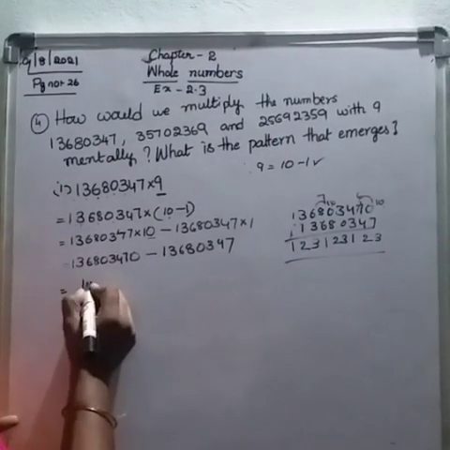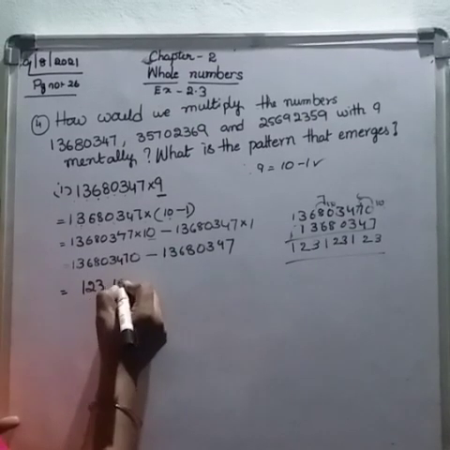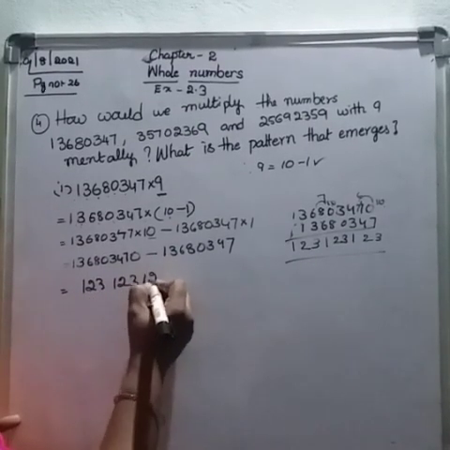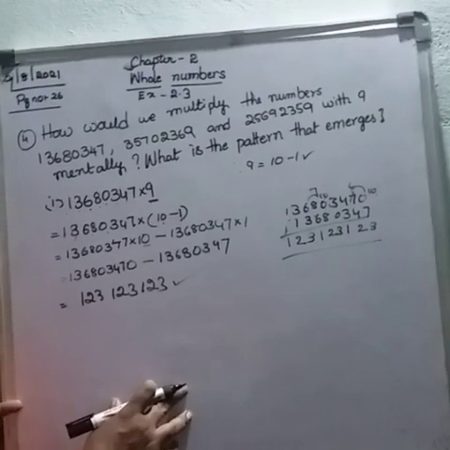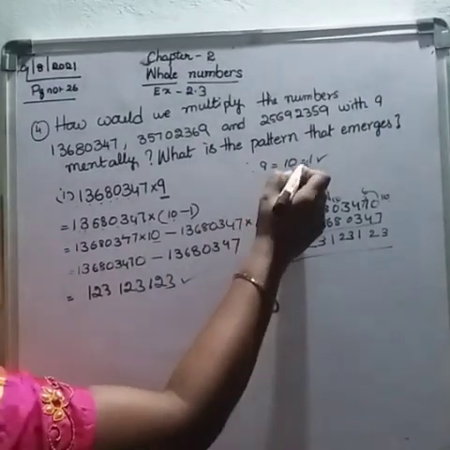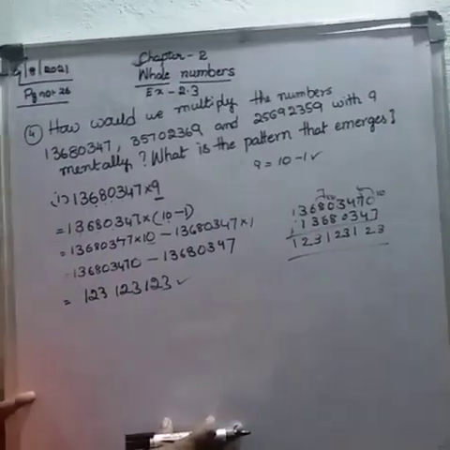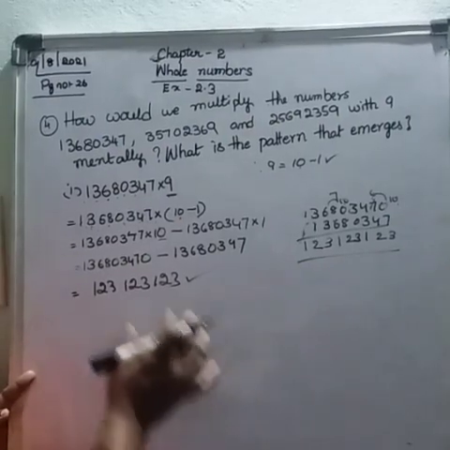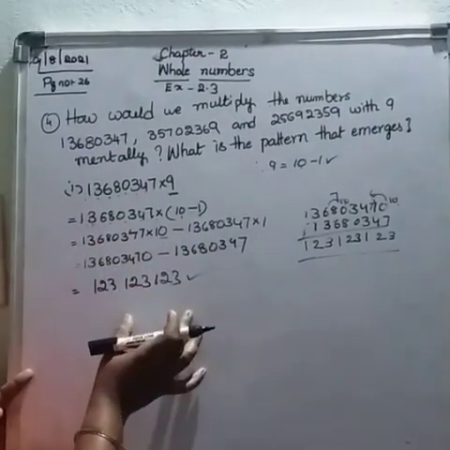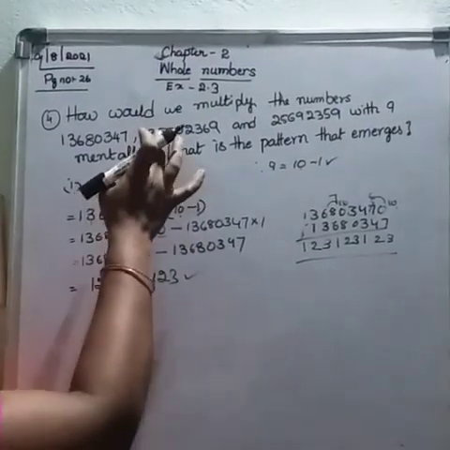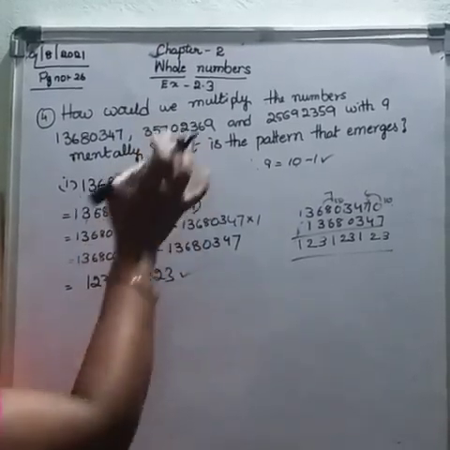So what answer do we get? 1, 2, 3, 1, 2, 3, 1, 2, 3, right? Very easy. Now we have to separate 10 minus 1. After that, it is very easy: do the multiplication separately, then subtract the two numbers. What do we get next? This number.